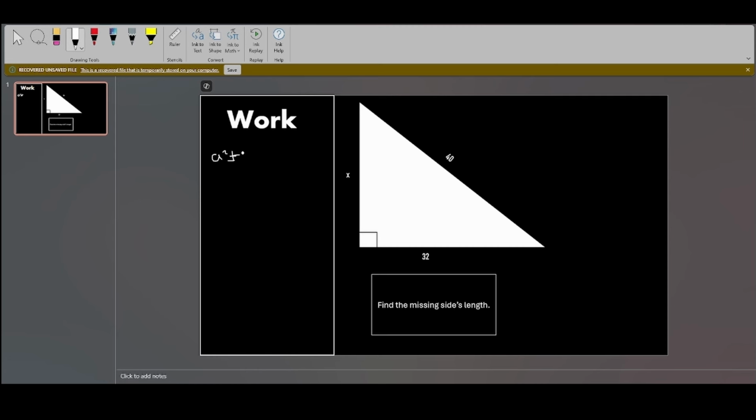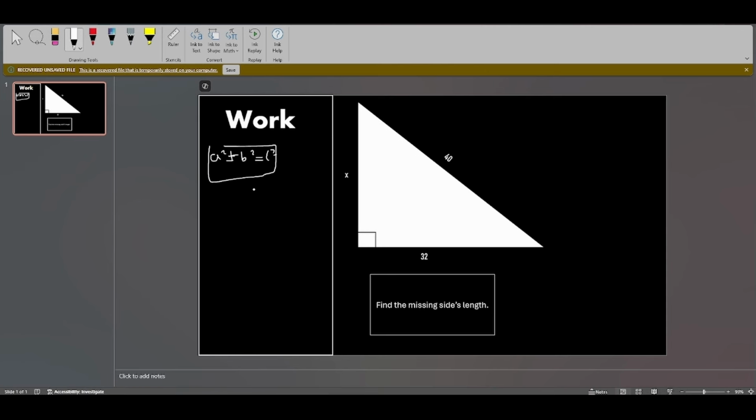In formula terms, it is a squared plus b squared equals c squared, where c is the hypotenuse and a and b are the other two sides. Would you like me to demonstrate how to apply it to your problem? Yes, please. All right. So, using the Pythagorean theorem, we can substitute the values for the sides we know.